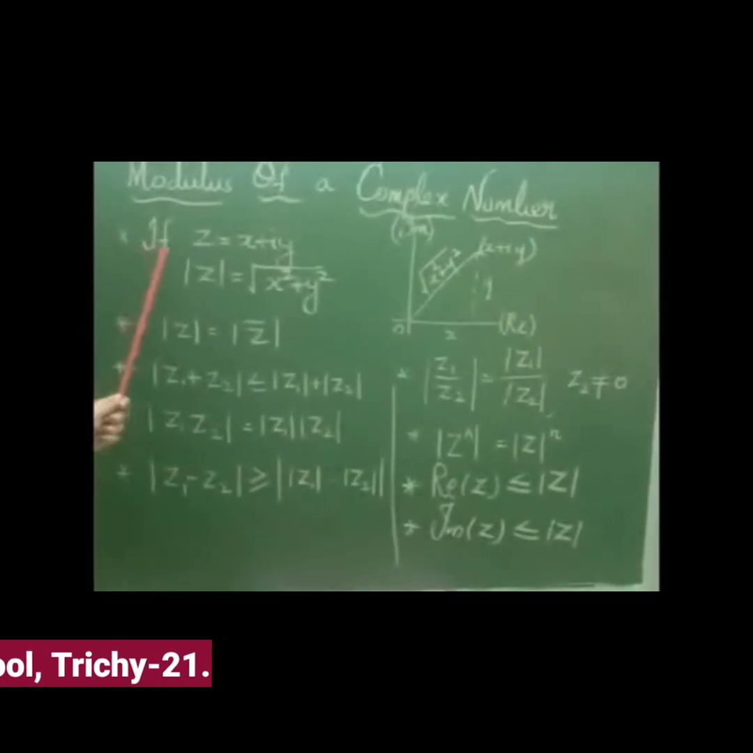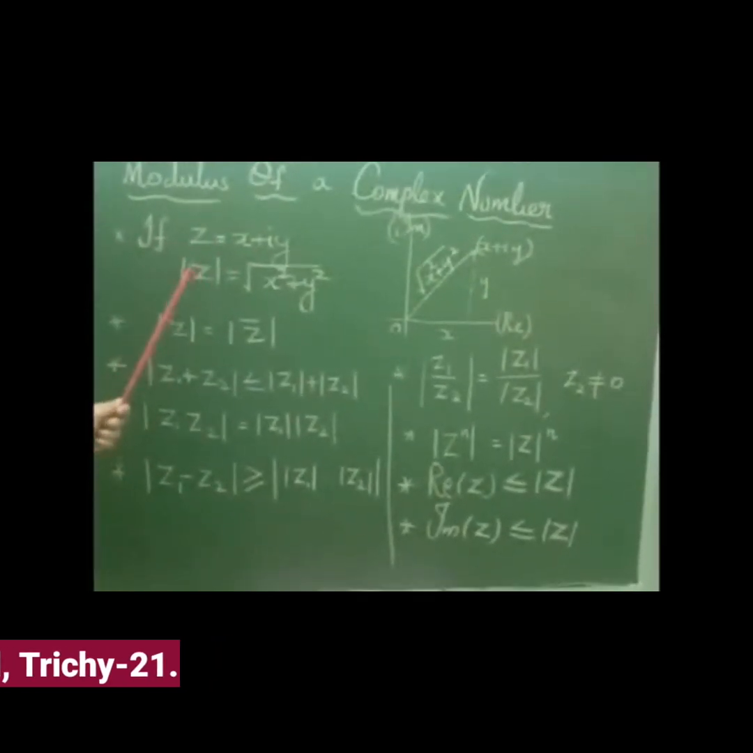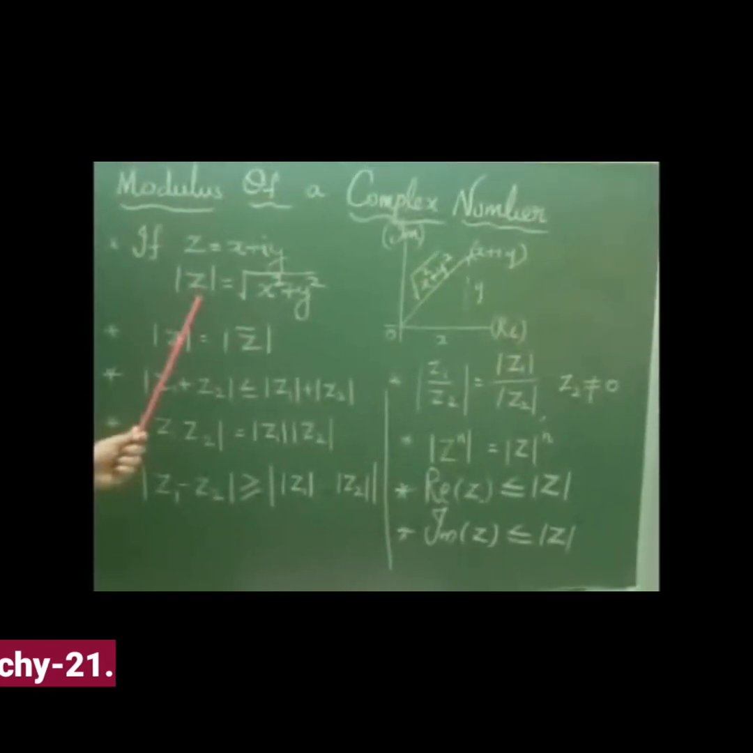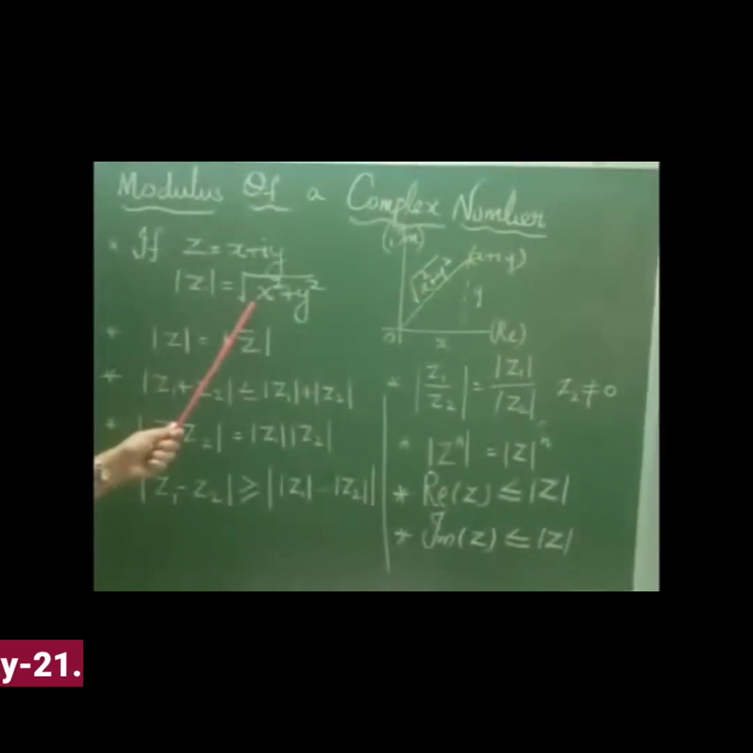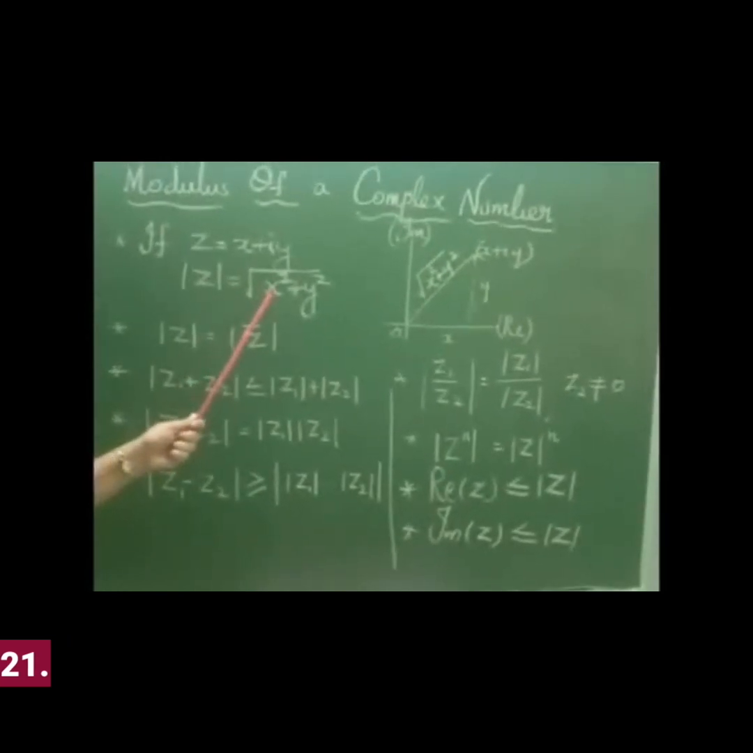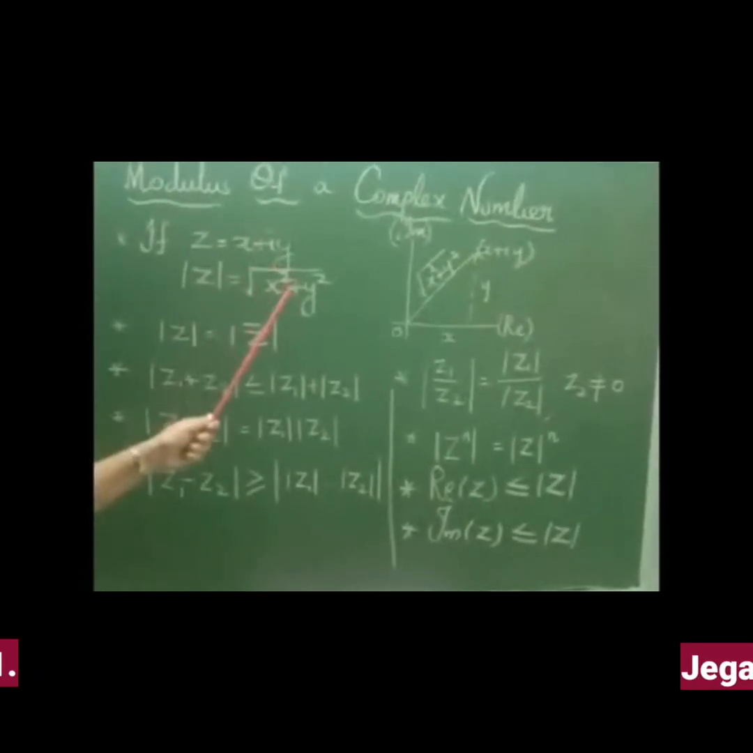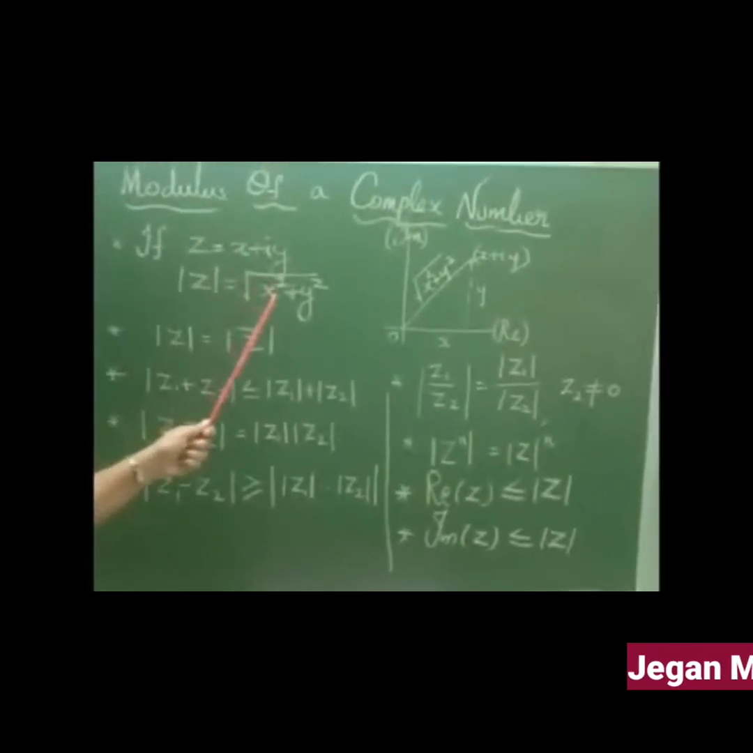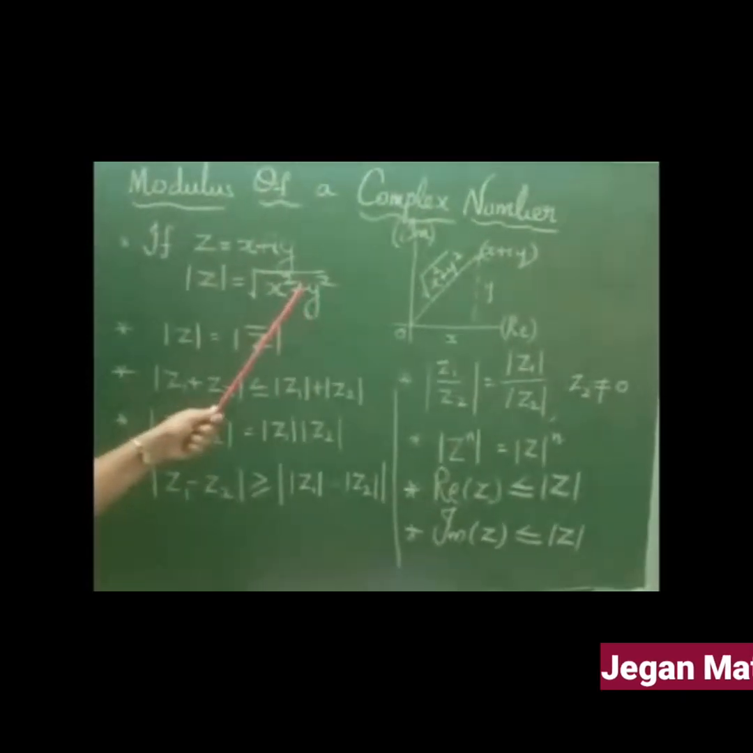So what is the modulus of a complex number? If z is equal to x plus iy, then the modulus is nothing but the square root of the sum of the squares of the values given, except i. That is called the modulus of a complex number.